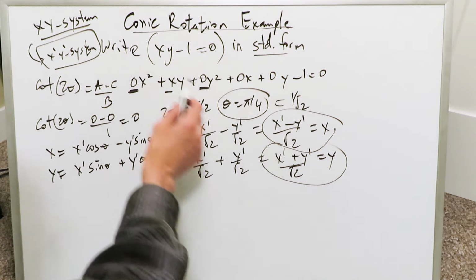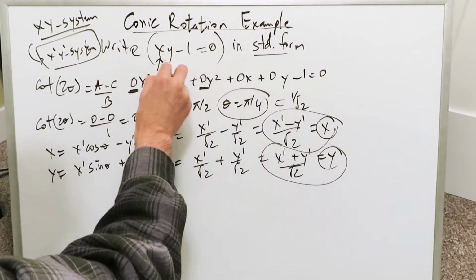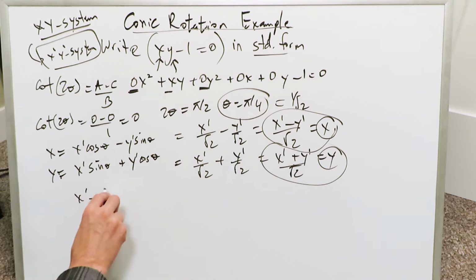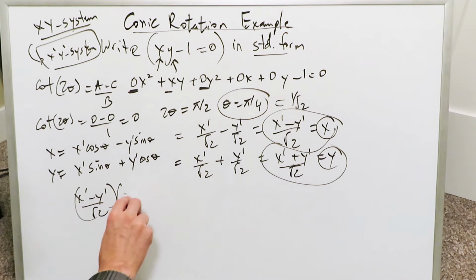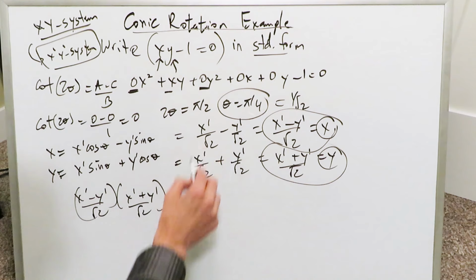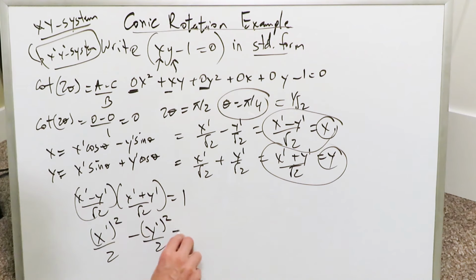And how can you get rid of it? By these substitutions. You have x is equal to this, you have y is equal to this, and you put them right over here. When you do xy, you put that in. You have x prime minus y prime over root 2, and then you have x prime plus y prime over root 2. All of this is equal to 1. You have a conjugate over here being multiplied, a minus b times a plus b. You'll have no intermediate terms, so everything is easy. When you simplify this and you do this operation, you'll have x prime square over 2 minus y prime square over 2 is equal to 1.